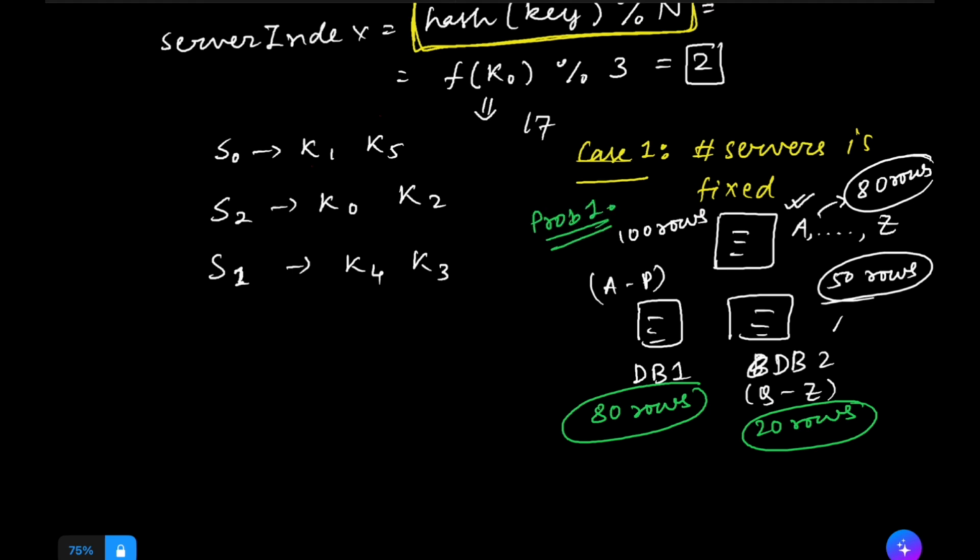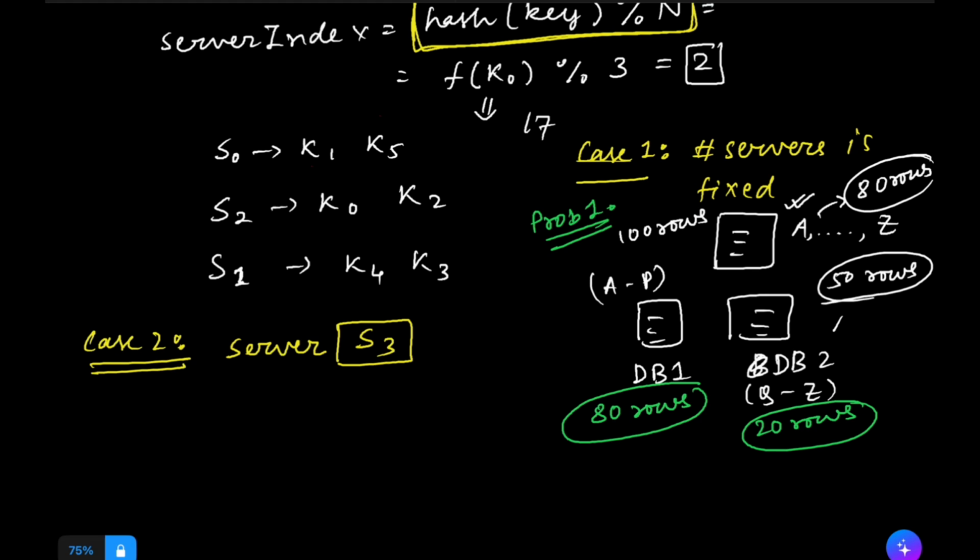Another scenario is one in which the servers are not fixed. Since a huge amount of data is coming, there is a load balancer, and we need an extra database server or cache to store our data. So we introduce server 3, or another server is introduced.